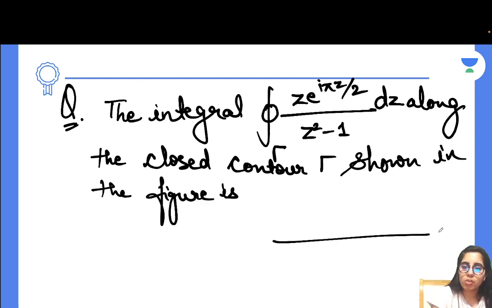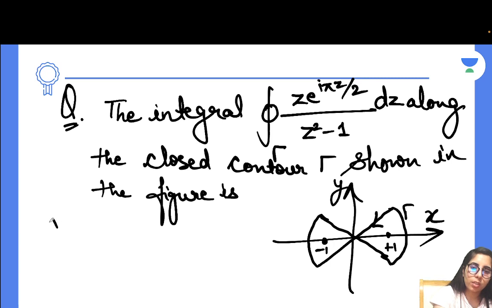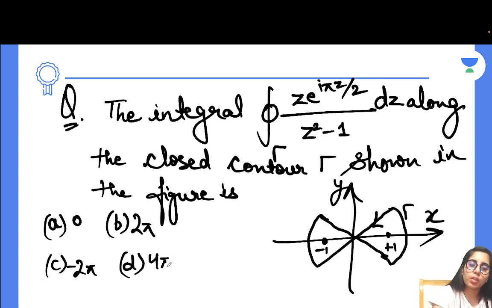So the figure is shown something similar to what I'll show you right now. Negative 1, positive 1. It's gamma, y is x, and the options are 0, 2 pi. The next you have is negative 2 pi and 4 pi iota. So what you have to do in this case, again similarly, you have to work on this too.